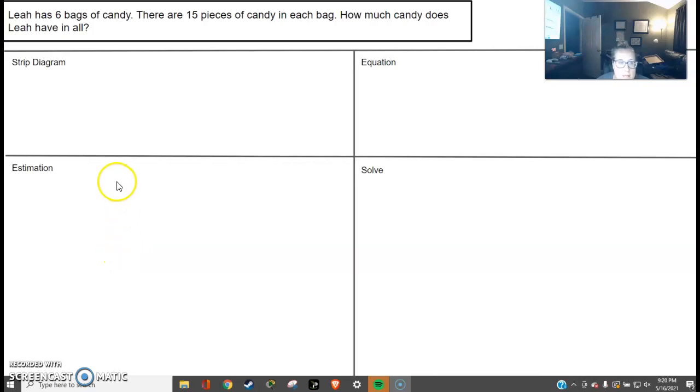Okay, now it's going to be your turn. You're going to have 4 problems you're going to work on, and you're going to do the strip diagram and the equation. So the first problem says, Lee has 6 bags of candy. There are 15 pieces of candy in each bag. How much candy does Lee have in all? You're going to draw a strip diagram and an equation.